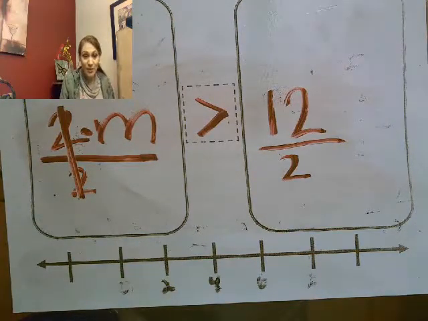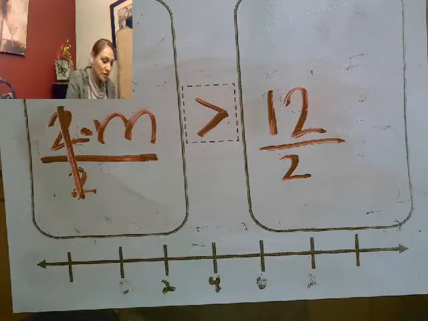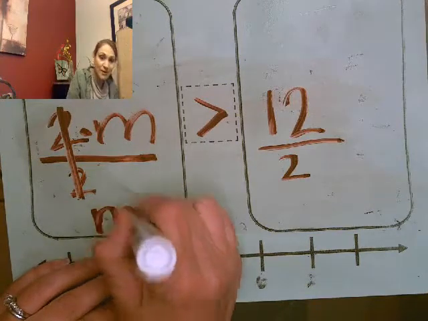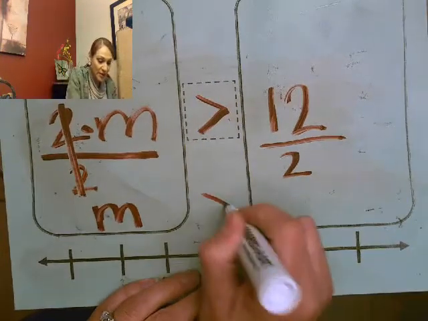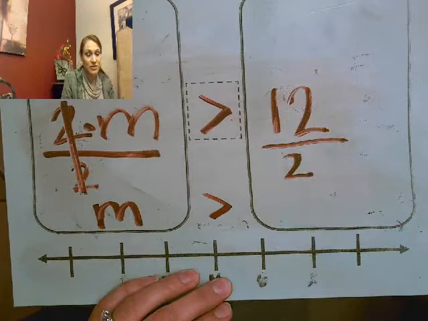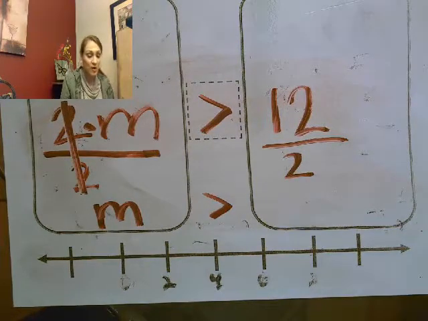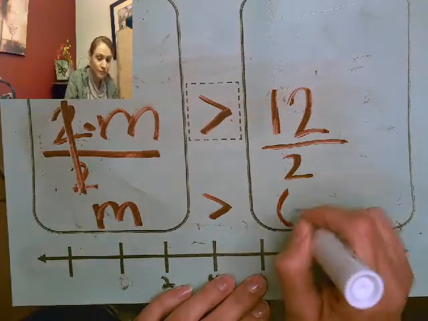That's your identity property. 1 times anything, it's going to keep its identity. It stays the same. So 1 times m is going to stay m. My inequality sign comes down. And then 12 divided by 2, well, that's just taking half of 12, which is 6.